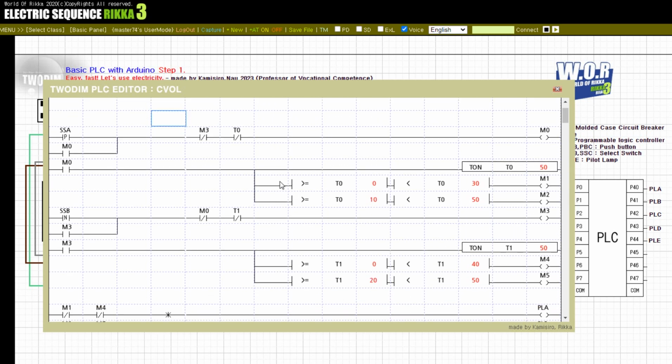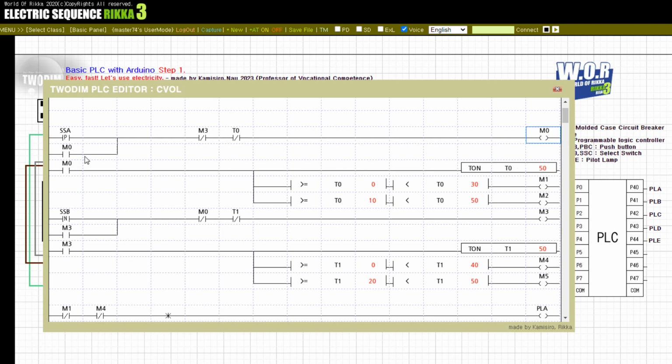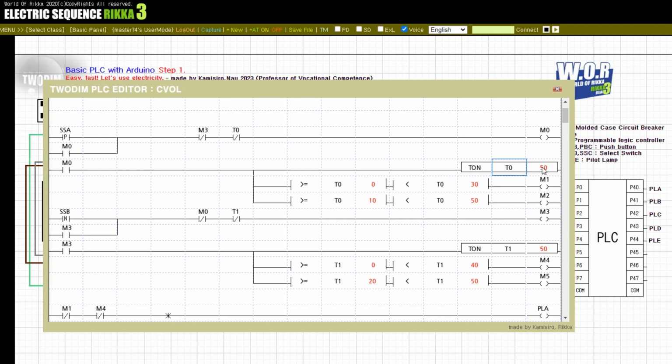PLC ladder configuration is explained. In the state of selector switch SSA, rising edge, it is self-maintained by internal relay M0. The self-maintenance state is cancelled by internal relay M3 or timer T0, B contact. When the user inputs SSA, timer T0 operates for 5 seconds.